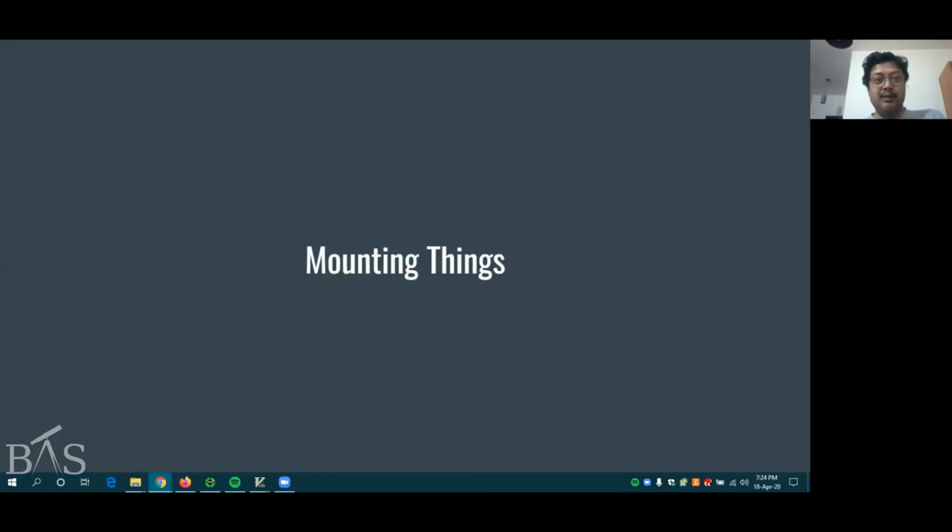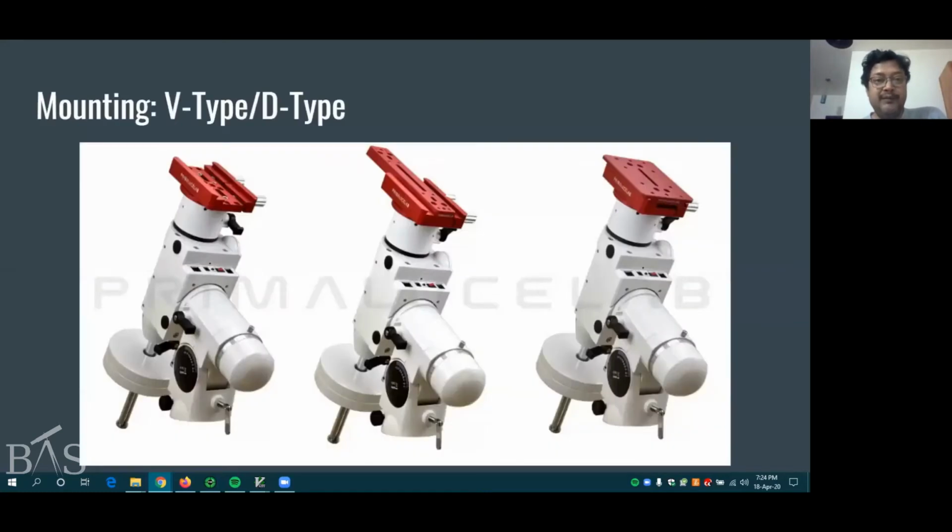Now we come to how we mount different kinds of stuff on a mount. So usually there are two types of mounting. One is called Losmandy type or D type. One is called Vixen type or V type. So you need to check what kind of mounting your scope requires, and what kind of mounting your mount actually provides. So for example, in this particular case, this is a newer model of Atlas. This is not probably from Skywatcher themselves. This is an aftermarket one. So in this aftermarket one, it can accept both D type or the wider V type kind of mounts.